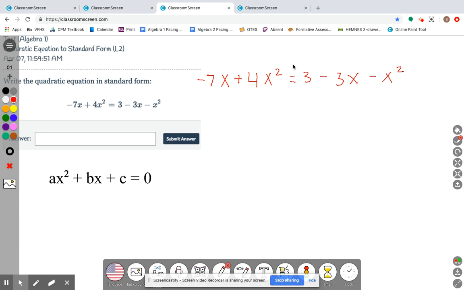And the first thing that I'm going to tackle again is making sure that my left side is in descending order. So when I look at my left side right now, I have an x piece and I have an x squared piece. I want my x squared piece to be first. So I'm going to write the positive 4x squared. And then after that, I'm going to write my negative 7x. We're basically just flip-flopping the two so that my x squared piece is first, my x piece is second. We don't have a constant term to put on the end right here, so we're going to leave it as that to start. I'm going to bring down my entire right-hand side.